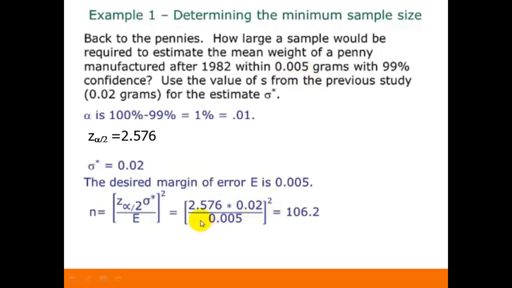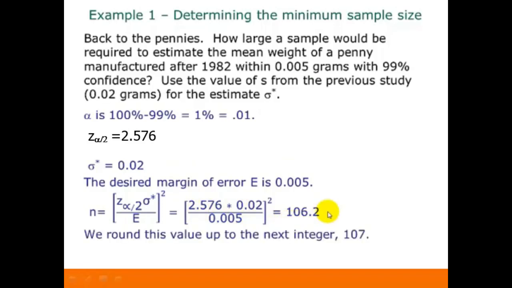So if we plug all this into the sample size formula, we get 106.2. Now, just like we did before, for sample size problems, we always have to round up to the next integer. So we would round this up to 107. And that means the minimum sample size we would need to get this margin of error and this level of confidence would be 107.